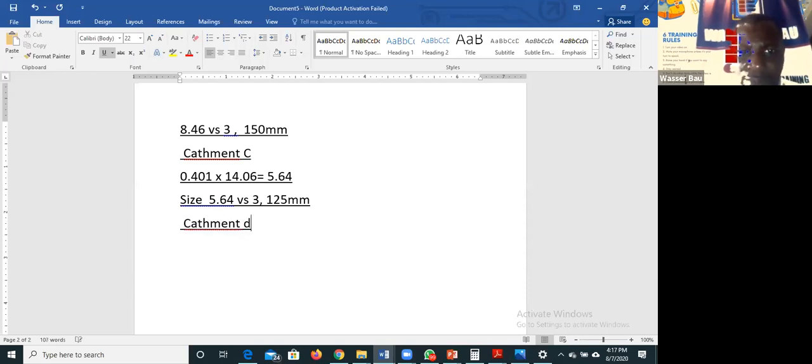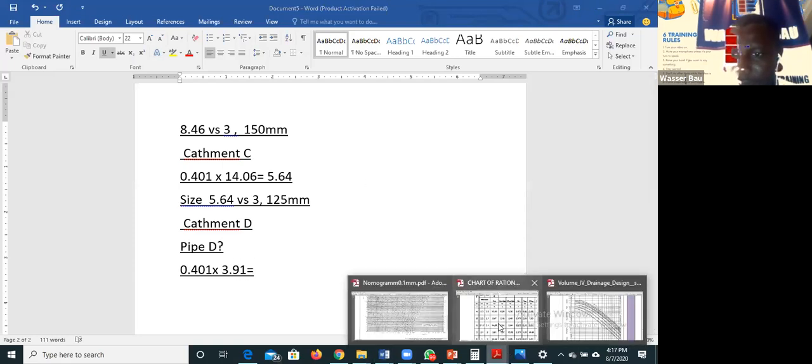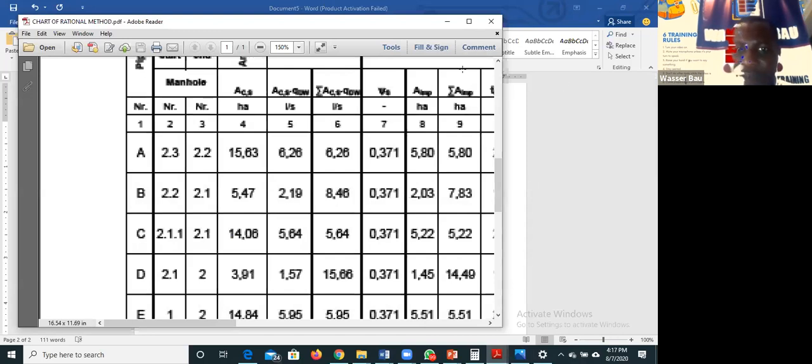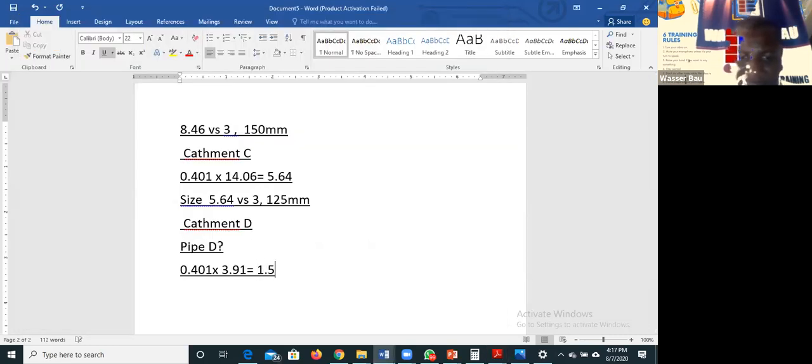So catchment D, now represented by pipe D. Okay, what is the size? Good. So that would be 0.401 multiplied by the catchment, which is 3.91. That will give you 1.57 liters per second, of course. So we will now go to our charts.